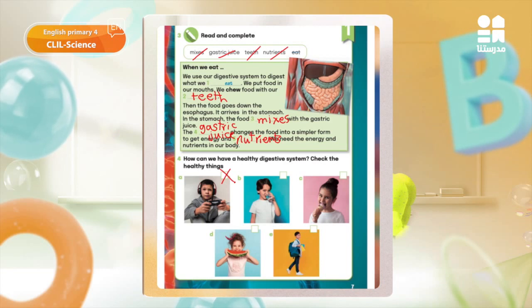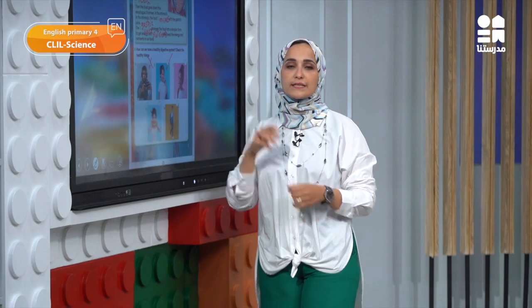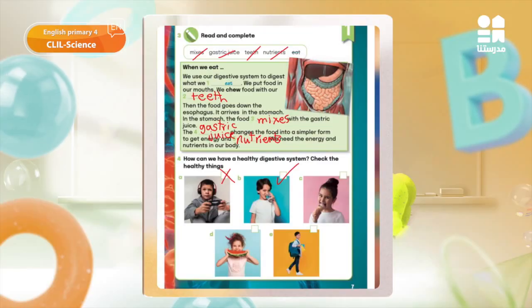Great. What about letter B? This young boy is drinking water. Is this healthy? Of course it is. It's very, very healthy. So tick right. Very good. And now look at letter C. This young lady is eating ice cream. What do you think? Is it healthy? No, I don't think so. So check cross. Very good.